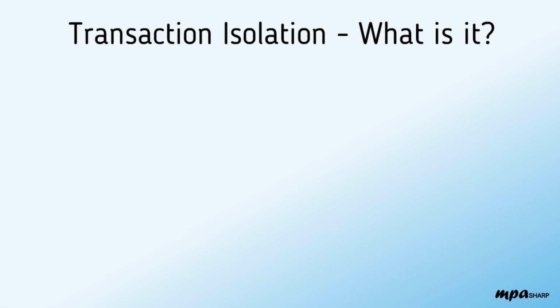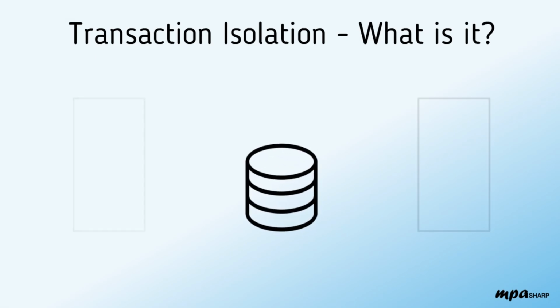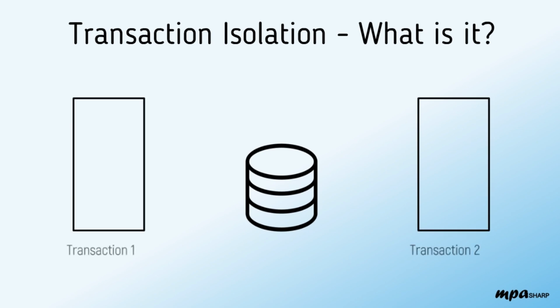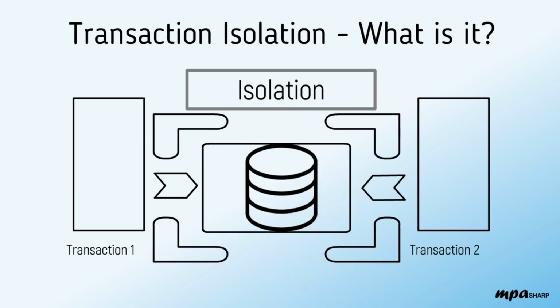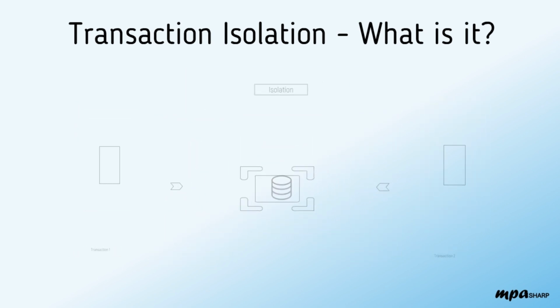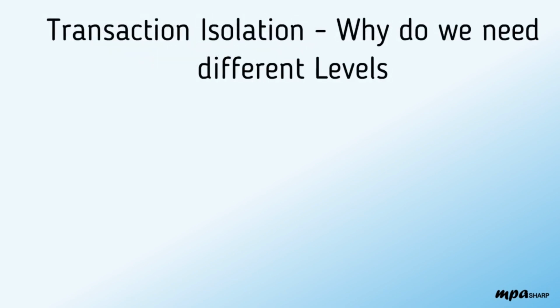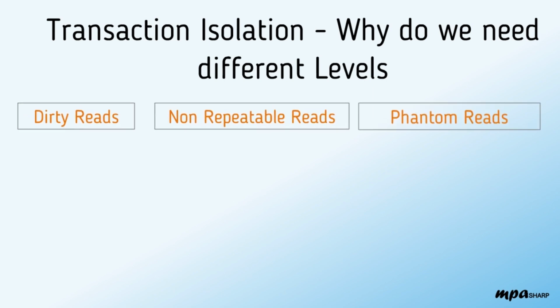When multiple transactions run simultaneously, they can interfere with each other in undesirable ways. Therefore, we need some sort of isolation or boundary between them to prevent those negative effects. Why do we need different isolation levels? There are three undesirable scenarios that can happen when multiple transactions work simultaneously. They are dirty reads, non-repeatable reads, and phantom reads.